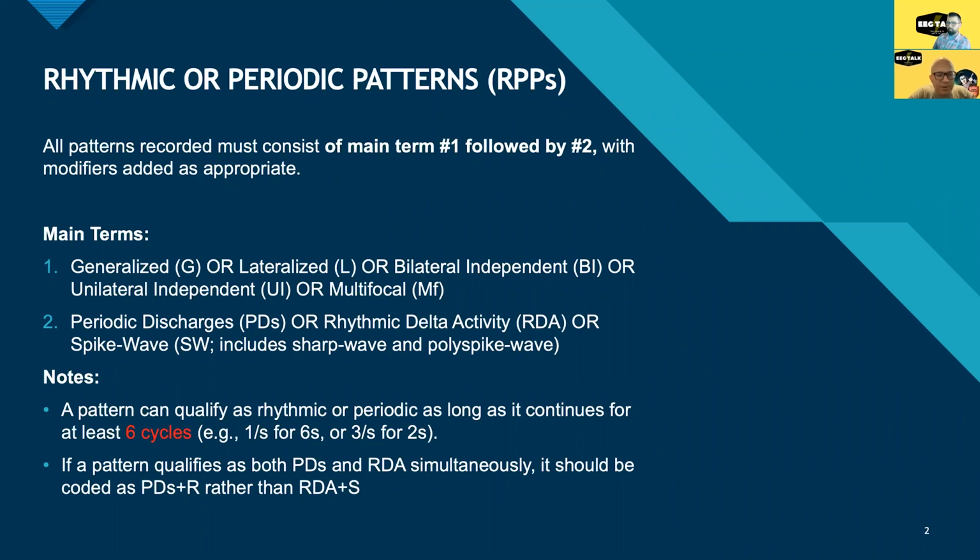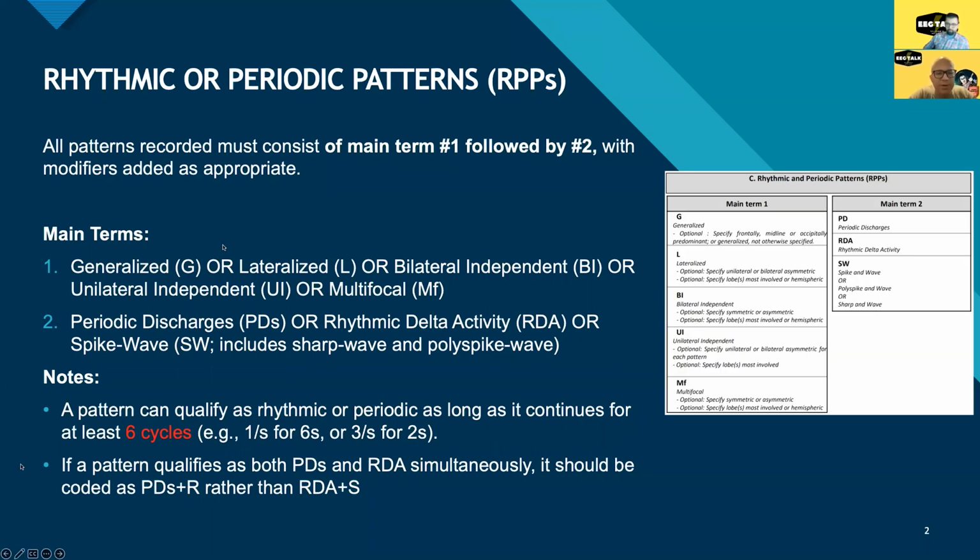So we're going to be using two terms for the rhythmic and periodic patterns. There's two key terms that we want to learn. One is term one, and the other is term two. The first term has to do with where the pattern is, whether it's localized, whether it's generalized, so occurs on both sides synchronously, or whether it's lateralized. And those are the two most common options.